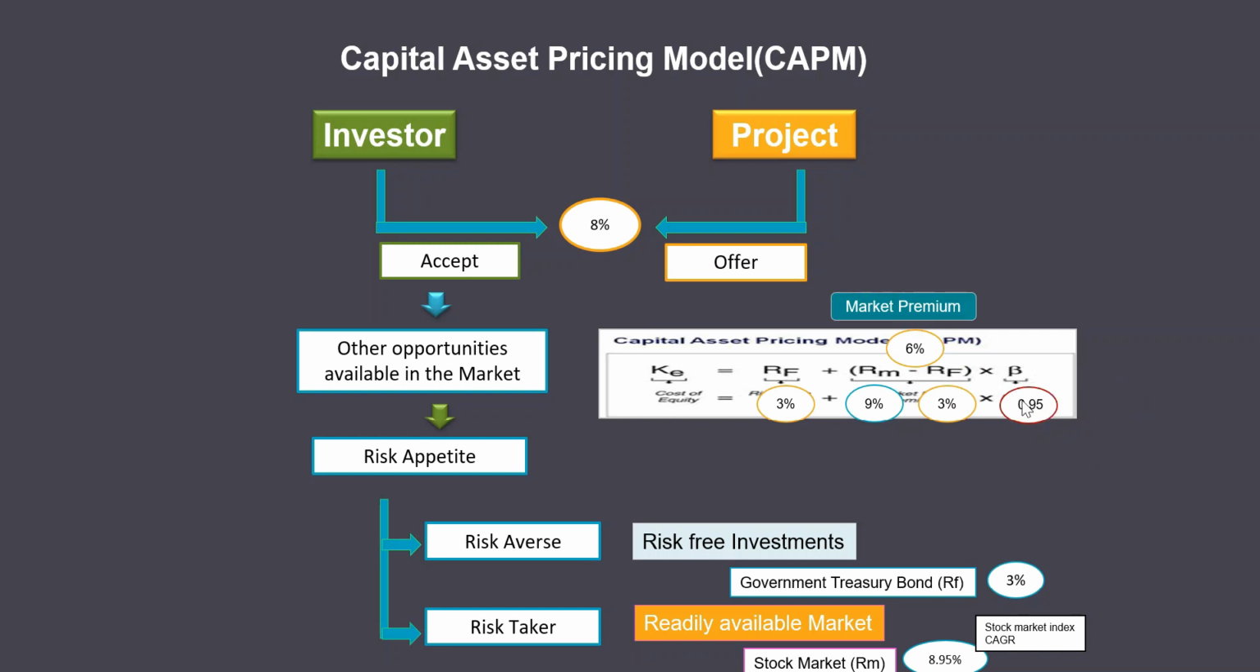So you need to apply this 0.95 on this market premium, which is the return an investor can get over and above the risk-free rate of return. If you simplify this formula, that will be 8.7. So this will be the rate of return required by an equity shareholder.